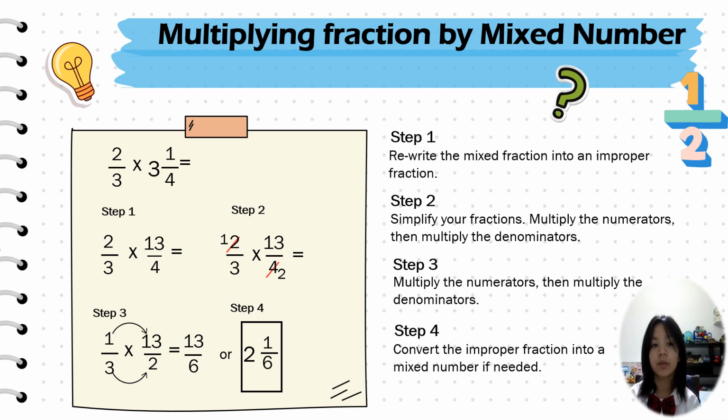We then look into our equation, 2/3 times 13/4, and check if we can simplify it. 2 and 4 can be simplified by dividing them by 2. So our equation will be 1/3 times 13/2. We move on by multiplying the numerators then the denominators. 1 times 13 is 13, and 3 times 2 is 6. Our answer would be 13/6. 13/6 is an improper fraction, so we convert it to a mixed number. 13 divided by 6 is 2 remainder 1, so our final answer is 2 and 1/6.